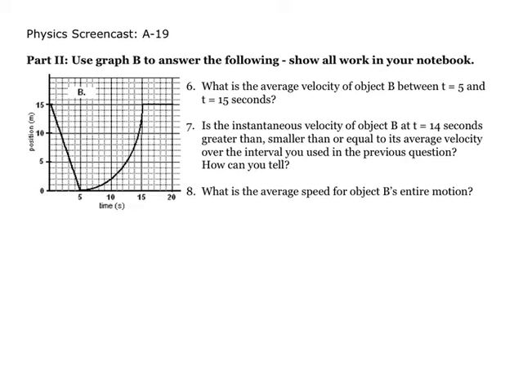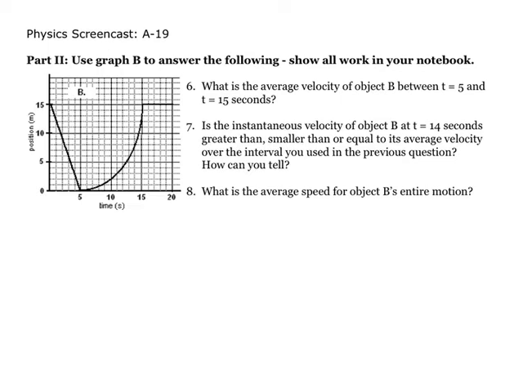But anyway, what they're asking us for is not to actually figure this out. I could figure it out if I wanted to. What I could do would be, now that I've got a good line that captures the slope of the graph at t equals 14, I could get a rise over run going and actually figure out the slope of this line. What they really want to know is just, is this bigger than the average velocity?